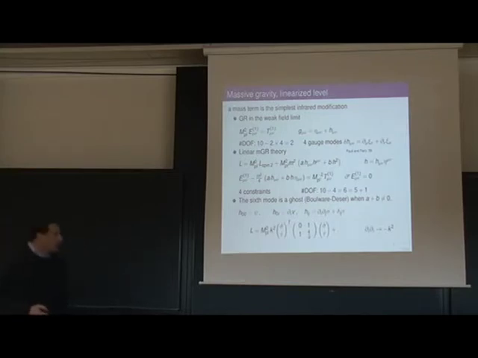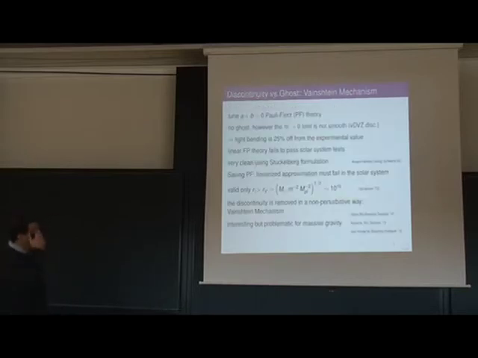So it's a ghost. So what to do? There is a first option. It's called the Pauli field tuning. You simply set a plus b equal 0. In this case, the ghost is not there anymore. But there is a price to be paid.